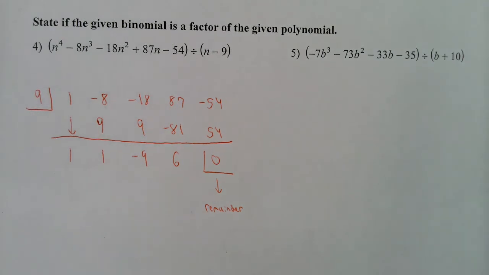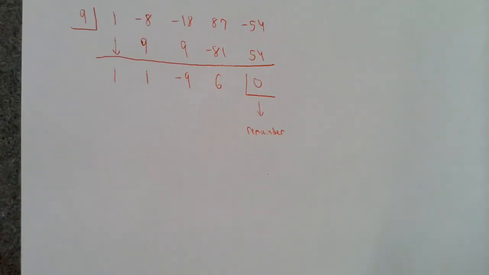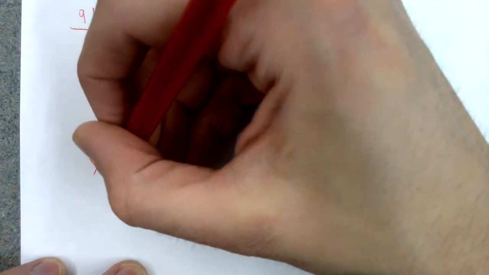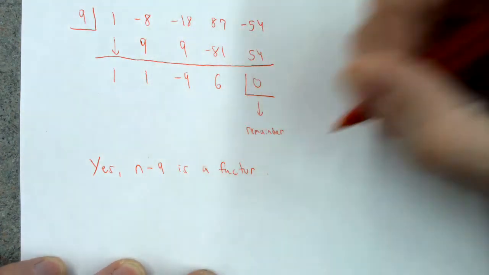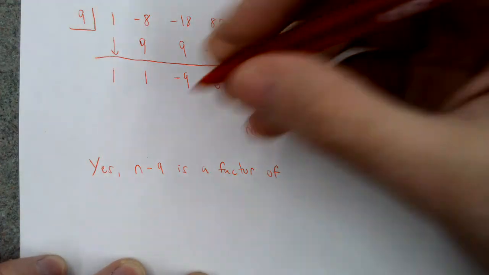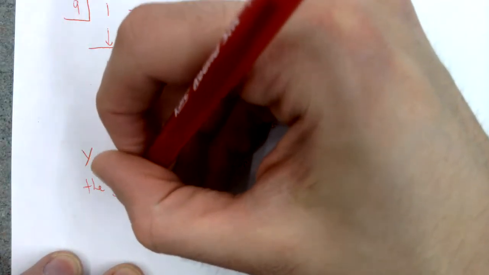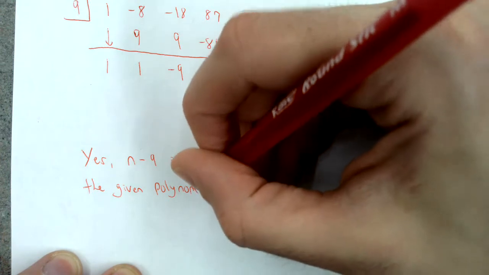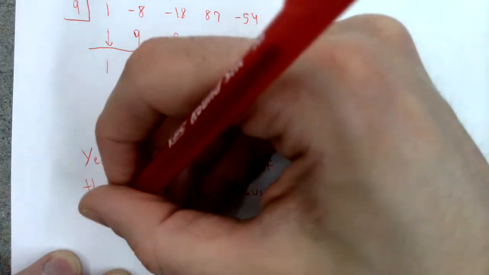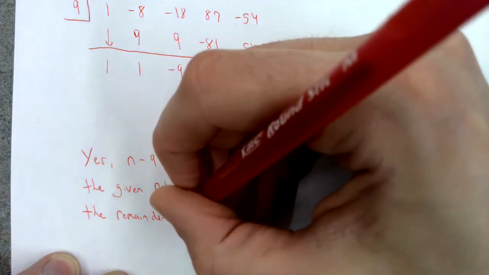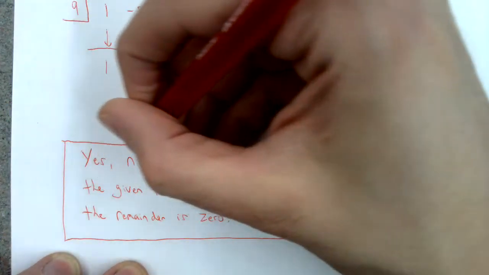So since the remainder is 0, it means yes, it is a factor, because when the remainder is 0, it means there really is no remainder. So I'll say yes, x minus 9 is a factor of the given polynomial. Because the remainder is 0, or because there is no remainder. Make sure you show your work for these on the quiz. Don't just say yes or no. Show your work. Okay.